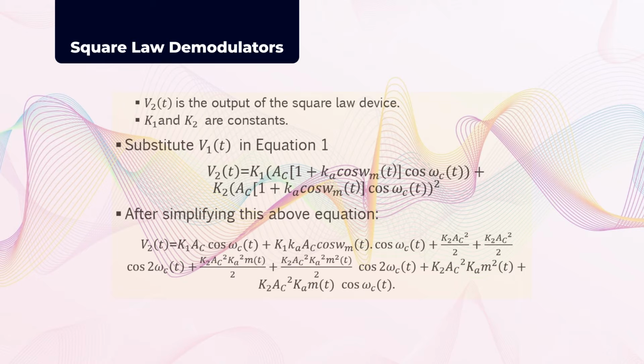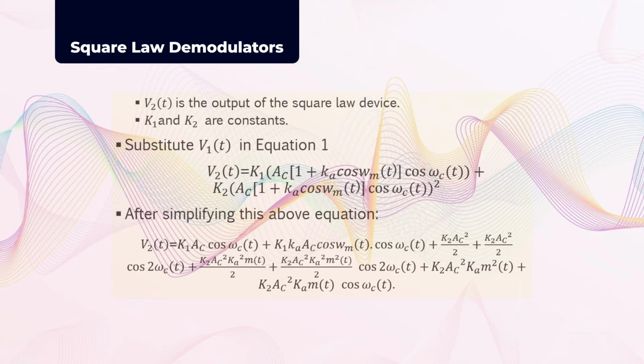Now substitute the value of v1(t) from equation 1 in equation 2, then we get v2(t) = k1 Ac cos(ωc t)[1 + ka cos(ωm t)] + k2 Ac² cos²(ωc t)[1 + ka cos(ωm t)]².